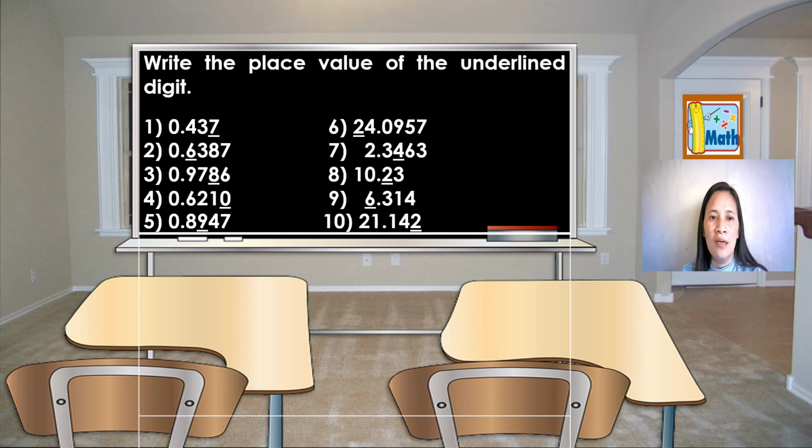So, for our evaluation, write this in your math notebook. Write the place value of the underlined digits. So, for number 1, ang underlined digit natin dyan ay 7, number 2 is 6, number 3 ay 8, number 4 ay 0, number 5 ay 9. So, number 6, 2, number 7 is 4, number 8 is 2, number 9 is 6, and number 10 is 2.